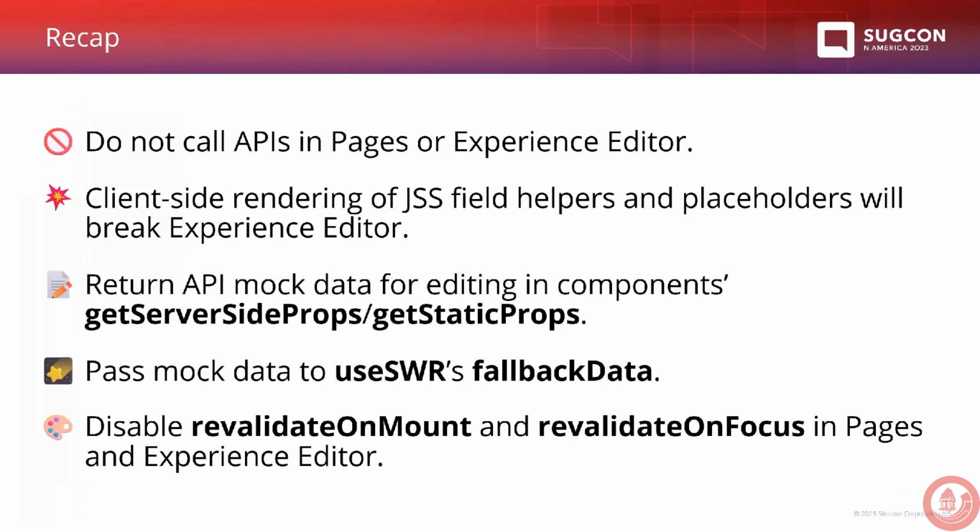So to recap, don't call APIs in pages or the experience editor or do any kind of client-side rendering or conditional rendering. Client-side rendering of JSS field helpers and placeholders will definitely break the editing experiences. So instead, I recommend that you return API mock data for editing in the component's getServerSideProps or getStaticProps methods. You can then take that mock data and pass it to SWR's fallback data capability. And then just make sure that you disable revalidate on mount and revalidate on focus when you're in one of those editing experiences to prevent API calls from being made.